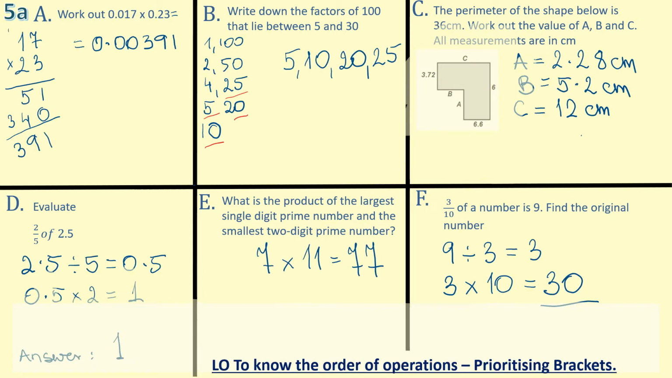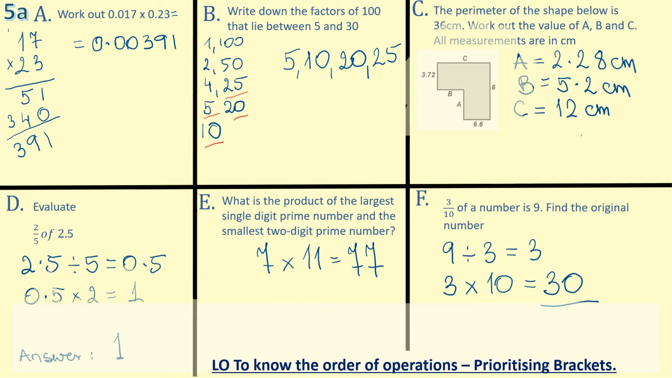And here are the answers. If you have answered question A correctly, you know how to multiply decimals. Well done. If you have answered question B correctly, you know how to find the fractions of a number. If you have answered question C correctly, you know how to find the missing lengths of the side of a compound shape, having been given the perimeter. If you have answered question D correctly, you know how to find the fraction of an amount.